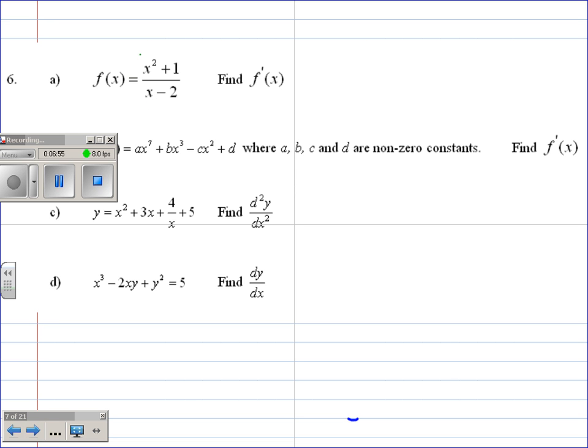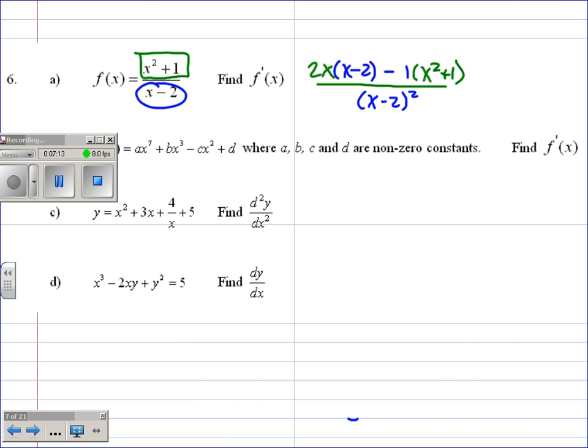Find f prime of x. We have to use the quotient rule because we have 2 functions of x. So it's the derivative of the top times the bottom minus the derivative of the bottom times the top, all over the bottom squared. You can just leave it like this.